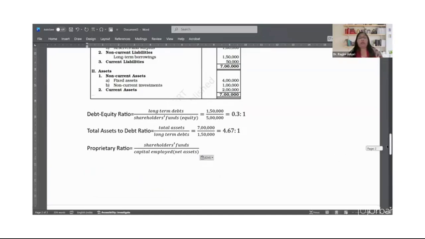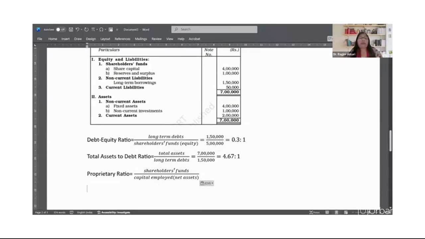That is shareholders' funds or equity, which is 5 lakh, divided by capital employed, that is my net assets. So how much do I get there? As I said, shareholders' funds or equity is 5 lakh, and then my total assets, which we have just taken as 7 lakhs. Let us use these two figures: 5 lakh divided by 7 lakh. And the ratio that I get here is 0.23 is to 1.